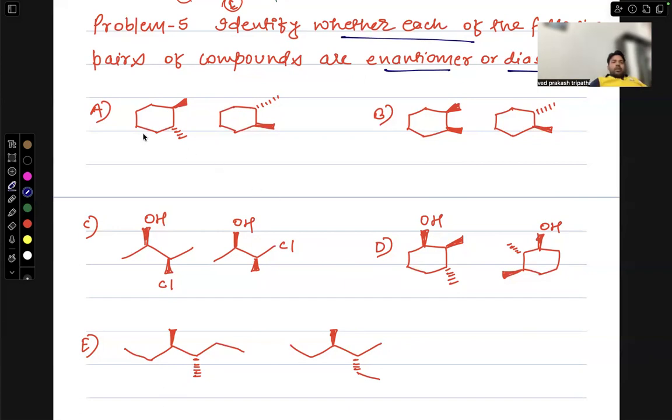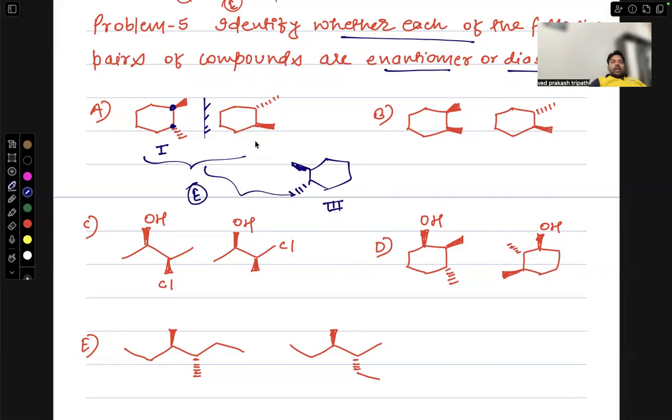For example, if you look at pair A, you have two methods. You can do R and S or you can look at the exchange. So this is not the mirror image first of all. If you want to draw its mirror image, means if you want to keep a mirror here, then it should be like this. This is the mirror image. Make sense? So suppose this is compound 1 and this is compound 3. So this is the direct mirror image. Whenever you have a mirror image, then we can say directly it is enantiomer.